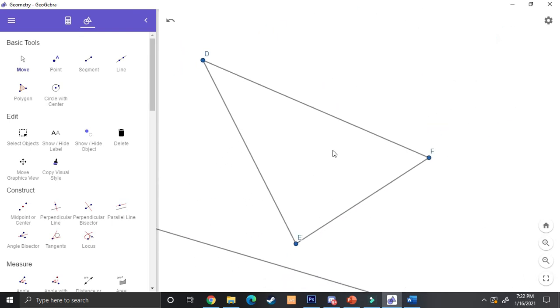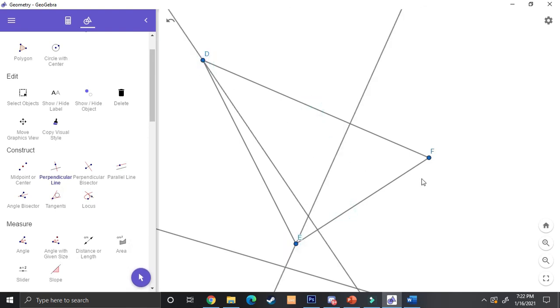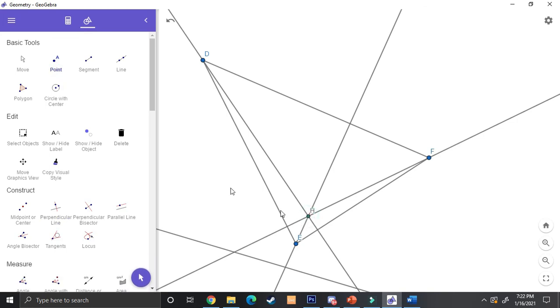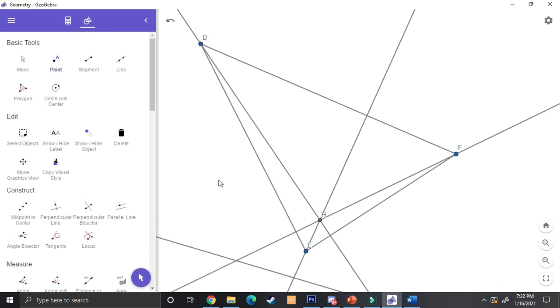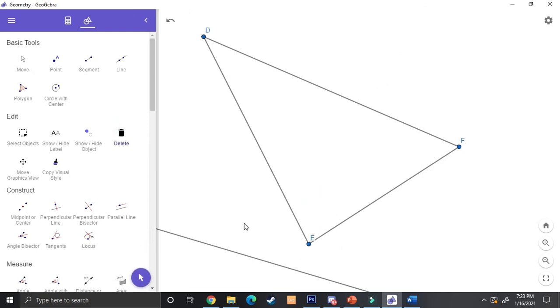But when we do this in an acute triangle, D perpendicular to EF, E perpendicular to DF, and F perpendicular to DE, and let this be point H. This constructs 6 right triangles, not necessarily with equal area. Anyways, that is all for today.